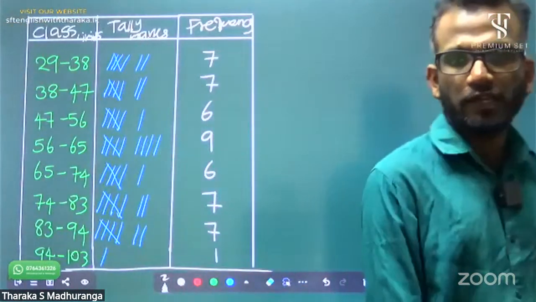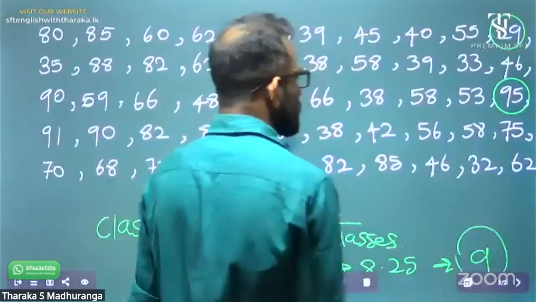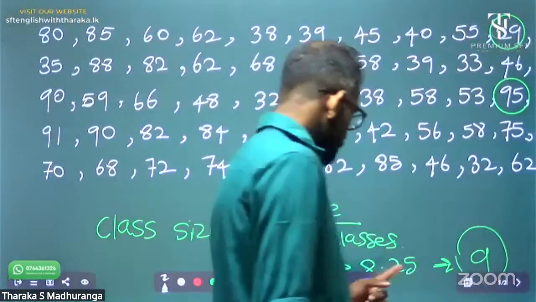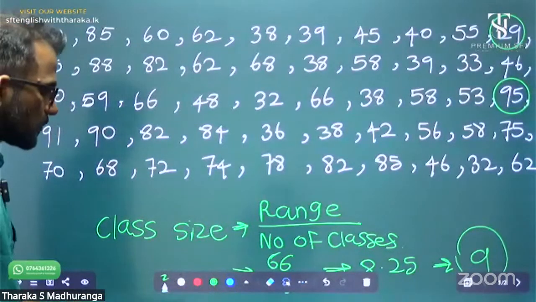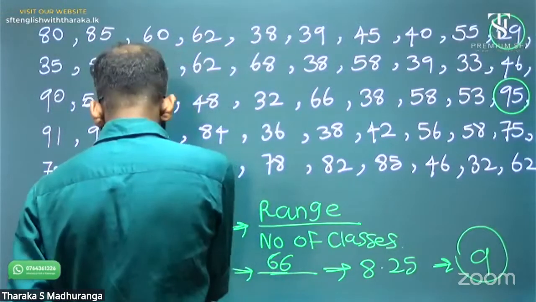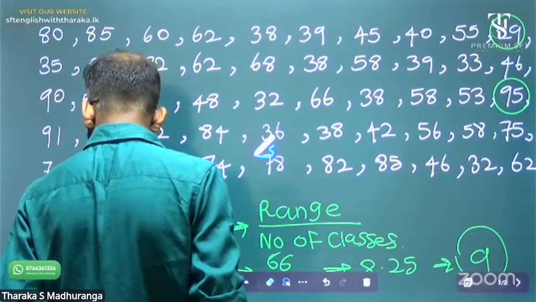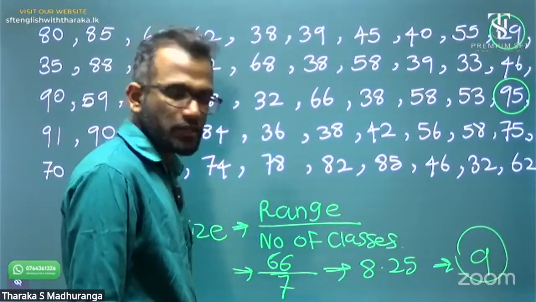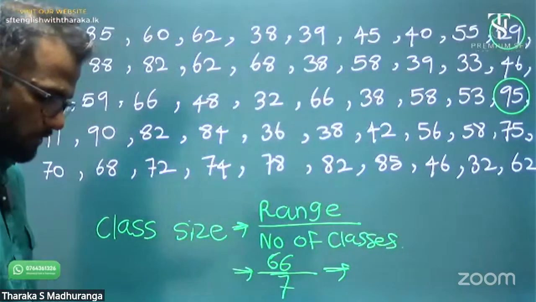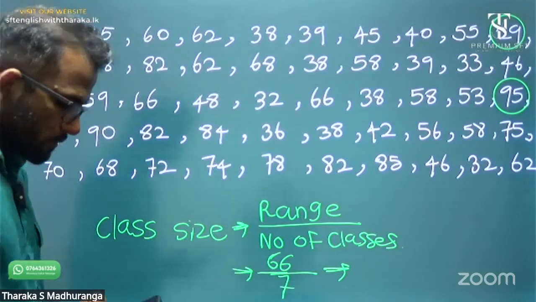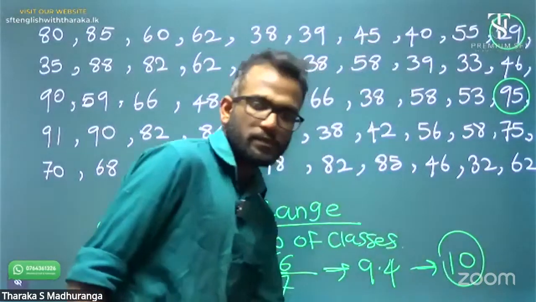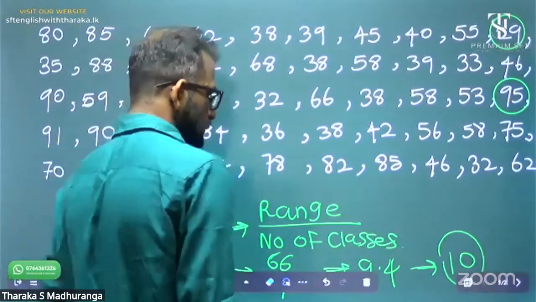Second part, same question. How to develop a discrete group frequency distribution with 7 classes. Same method. First, you have to calculate the class size. Now, number of classes only 7. Now you can divide 66 by 7. It is 9.4. Then class size 10.